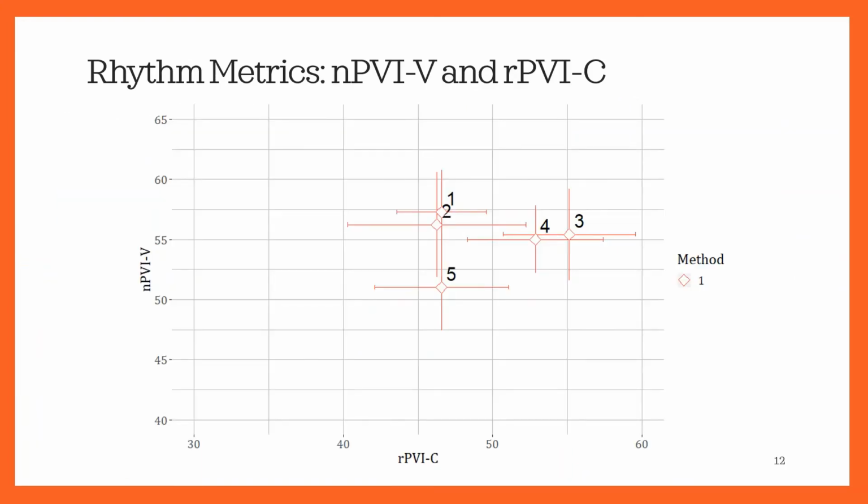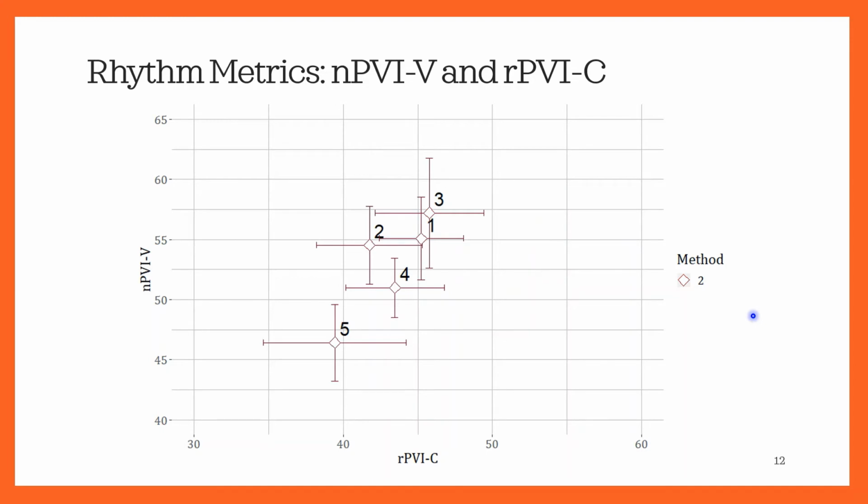In this graph, in the x-axis, we have raw PVI for consonantal intervals, and in the y-axis, we have normalized PVI for vocalic intervals. Here we are showing the results for method 1 in orange, where each of these numbers corresponds to one of the participants. You can see that there is some degree of interspeaker variation between participants in method 1. This variation is a little bit more evident in method 2 here in purple, where participants are further apart in the diagram.